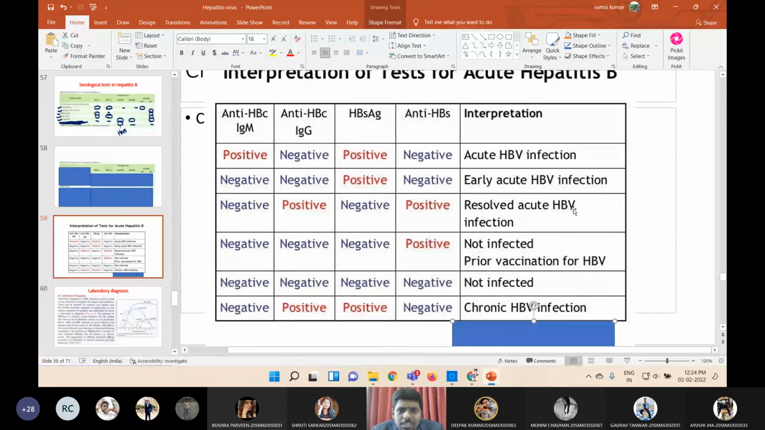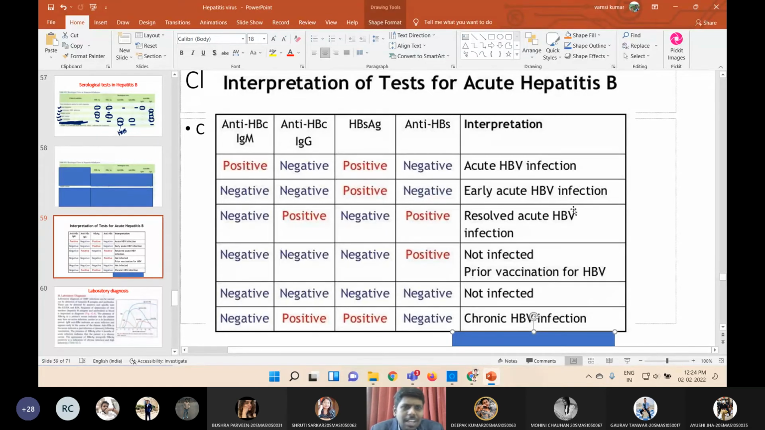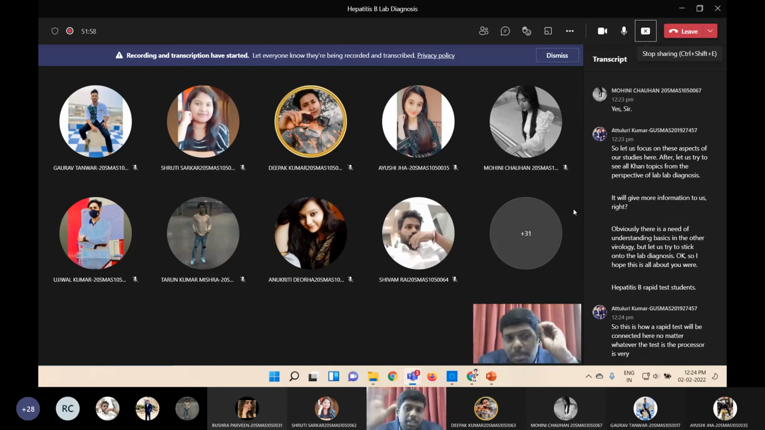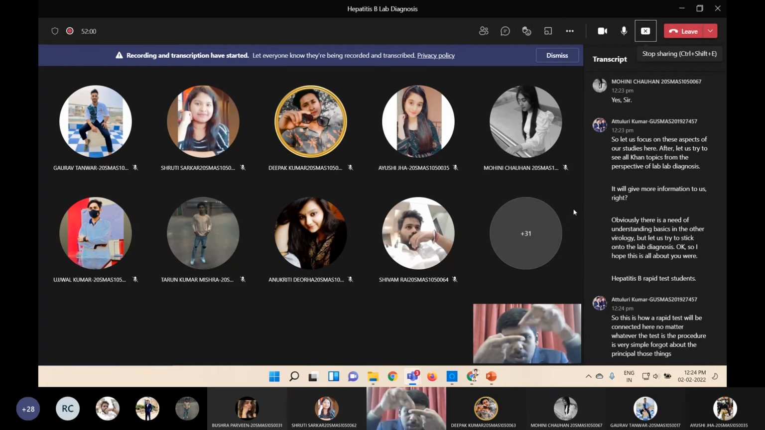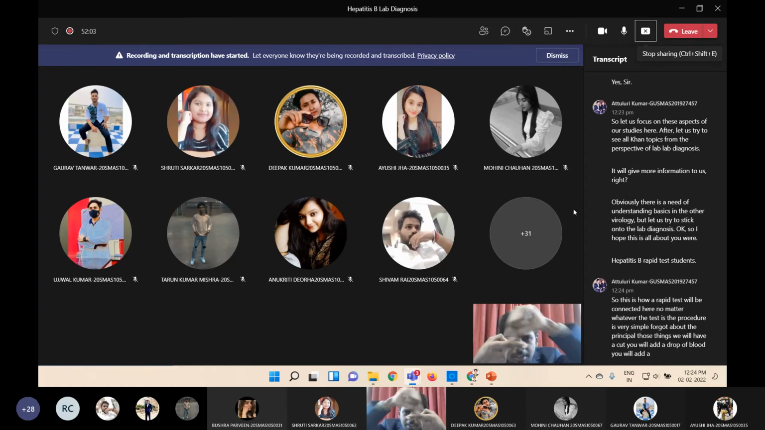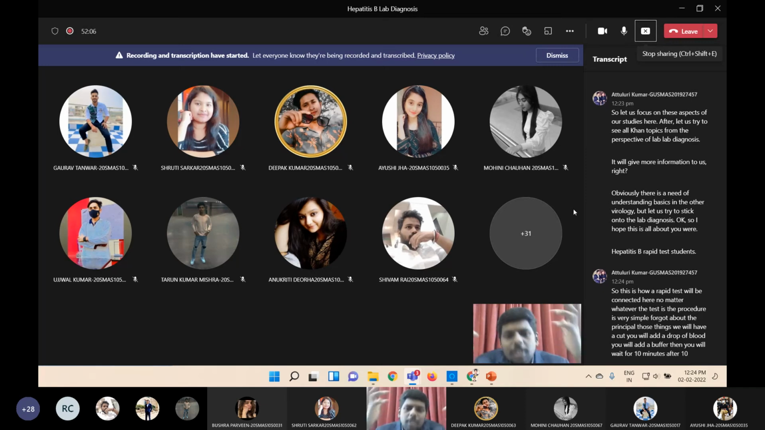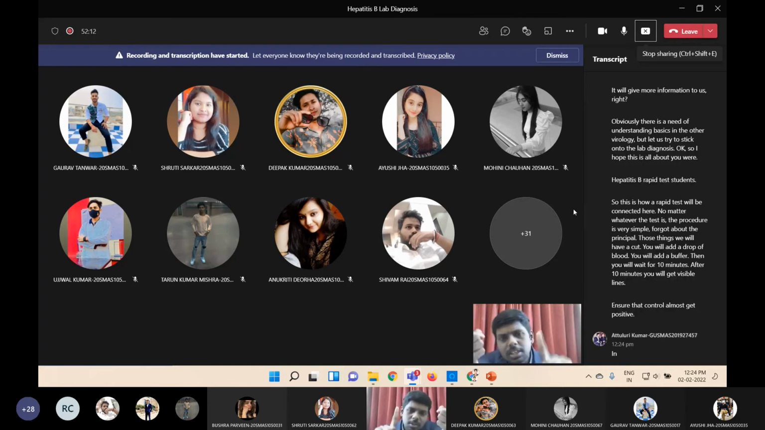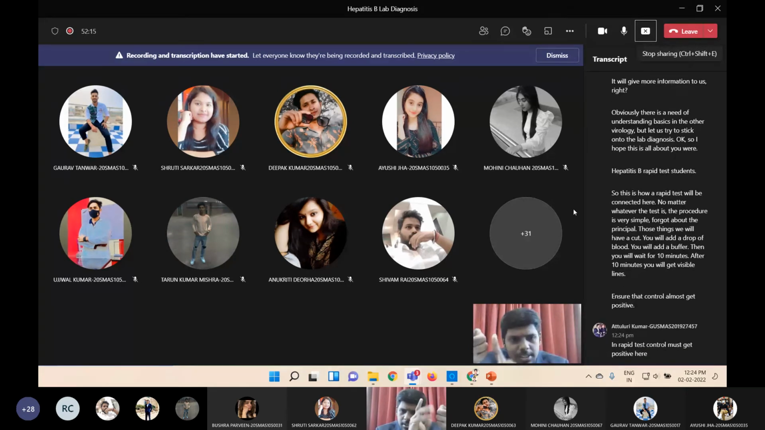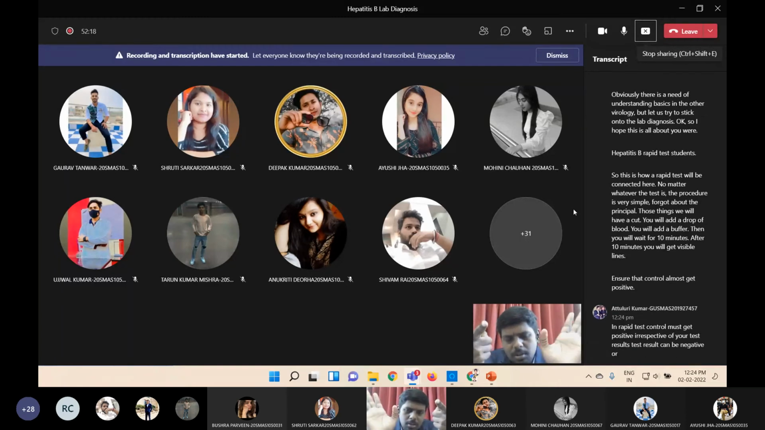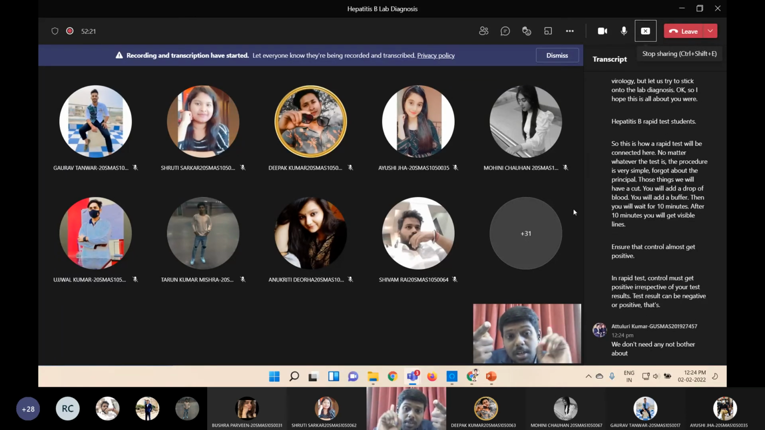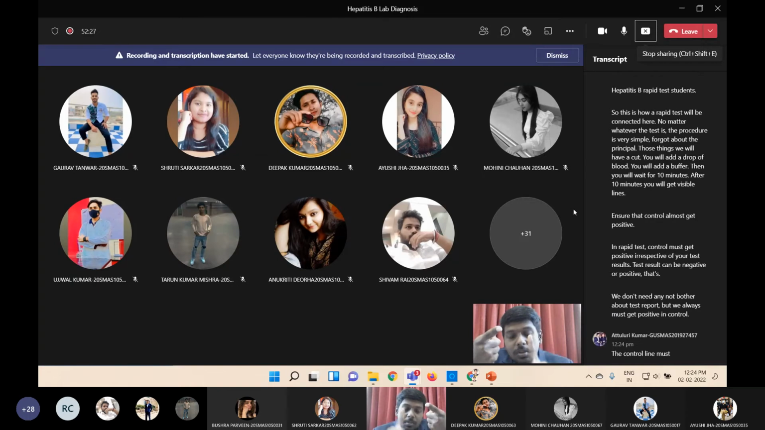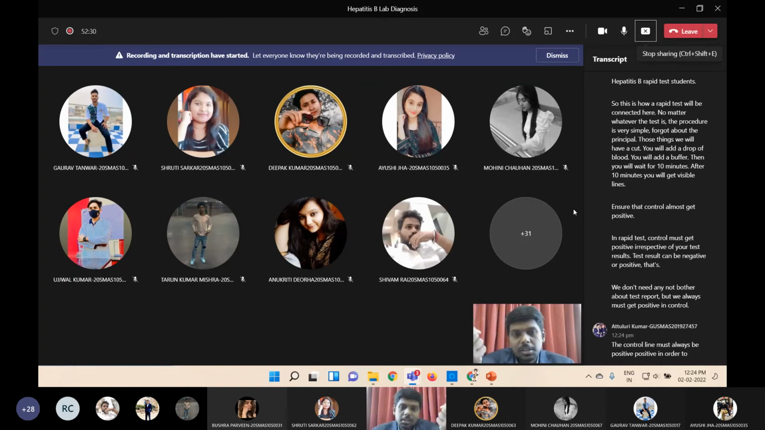So I hope this is all about your hepatitis B rapid test, students. This is how a rapid test will be conducted. No matter what the test is, the procedure is very simple. Forget about the principle. You will have a card, you will add a drop of blood, you will add a buffer. Then you will wait for 10 minutes. After 10 minutes, you will get visible lines. Ensure that the control always gets positive. In a rapid test, the control must be positive, irrespective of your test result, which can be negative or positive. The control line must always be positive in order to validate the test.